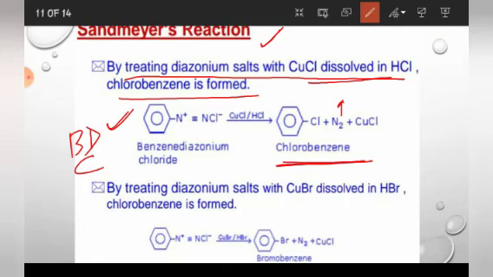Okay, similarly, if we use Br, we can do bromination. So again, what is this? BDC, benzene diazonium chloride, and if we take CuBr in HBr as catalyst, what will we get? Bromobenzene. So this is the third method of preparation of chlorobenzene and bromobenzene.